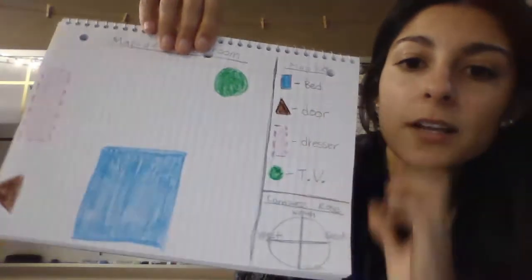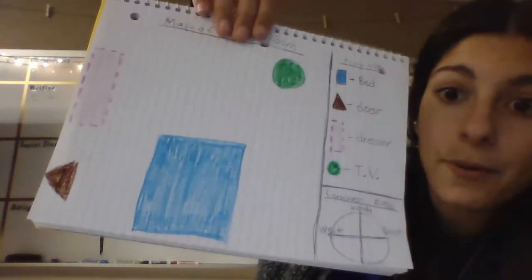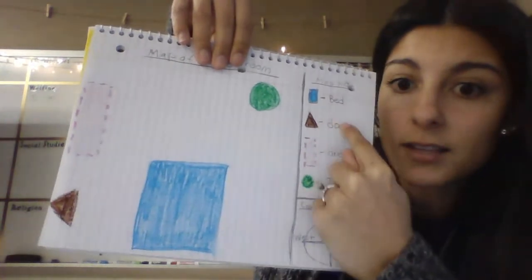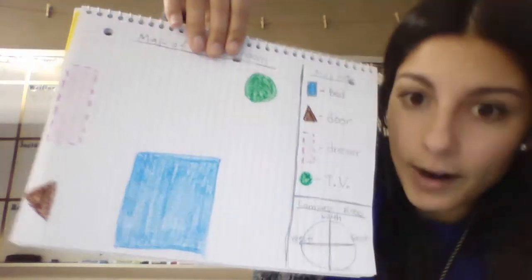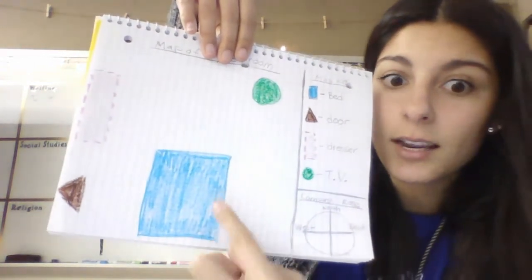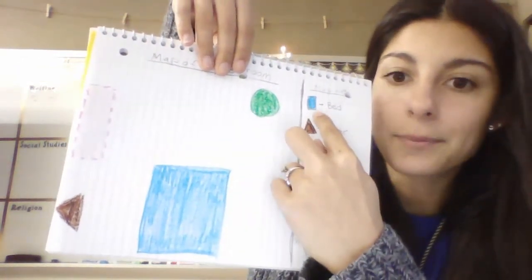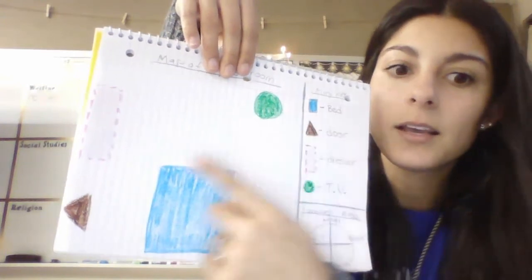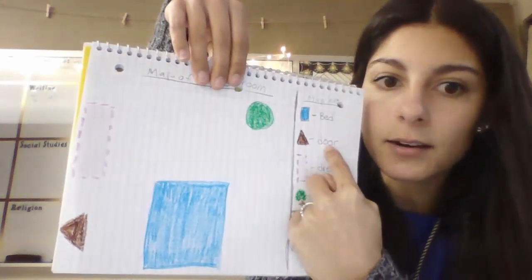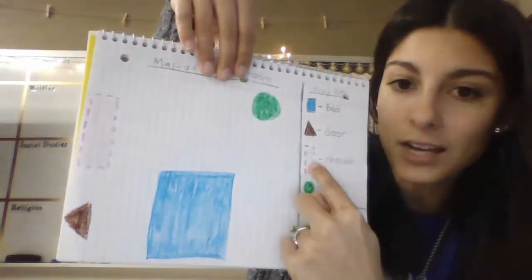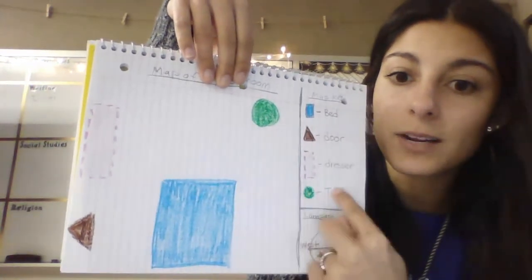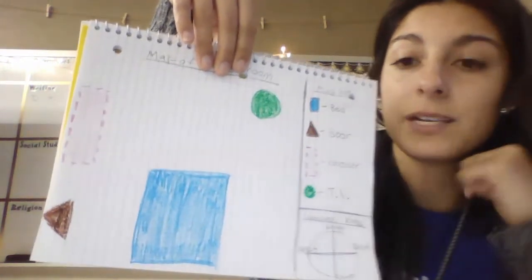At this point, my friends, you need to finish up your map of your room and add any other symbols you want of things that you want to show us where they are. Make sure it's on your map too and it matches. Like here, my bed matches what my map key says my bed is going to be. My door matches what I say my door is going to be here. Same here, my dresser matches what I said my dresser is going to look like, and my TV matches what I said my TV is going to be as my symbol.